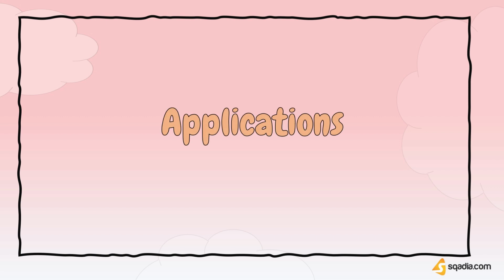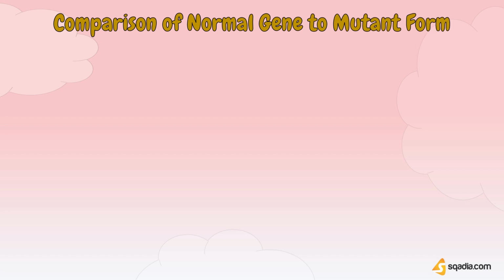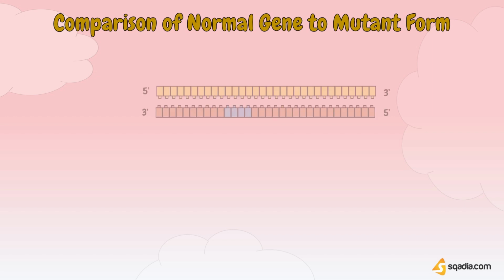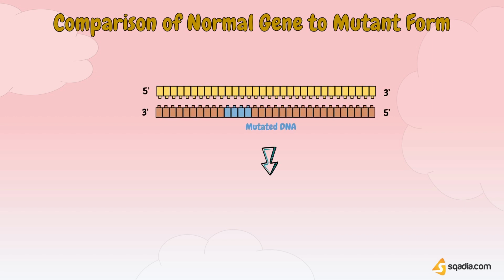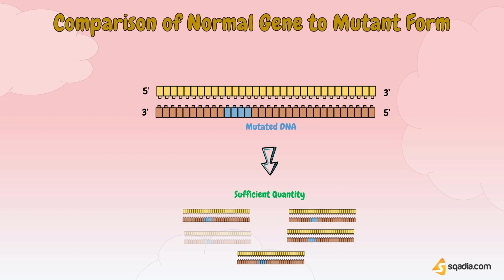Now moving towards applications of polymerase chain reaction. Polymerase chain reaction has become a very common tool in research, forensics, and clinical diagnostics. First application is comparison of a normal gene to its mutant form. Polymerase chain reaction allows the synthesis of mutant deoxyribonucleic acid in sufficient quantities for a sequencing protocol without laborious biologic cloning of the deoxyribonucleic acid.